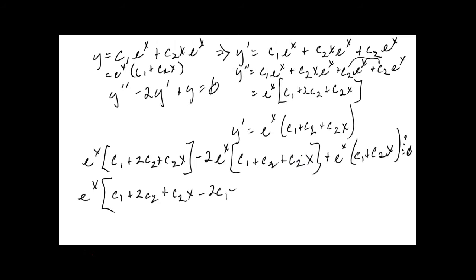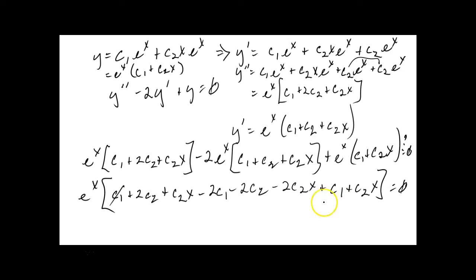Minus 2C2 minus 2C2x, right? Plus C1 plus C2x equals 0. All right. I pulled e to the x out of everything, and this is what I was left with. Everybody buy that? Okay, now let's see what we've got here.